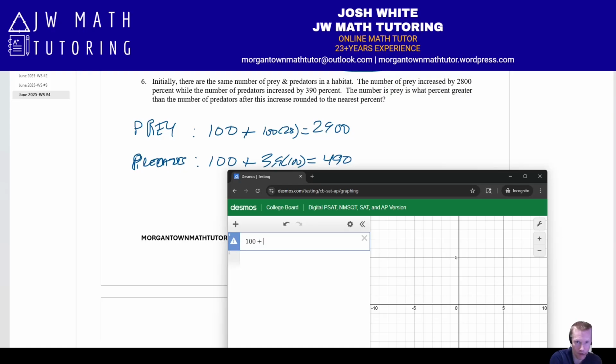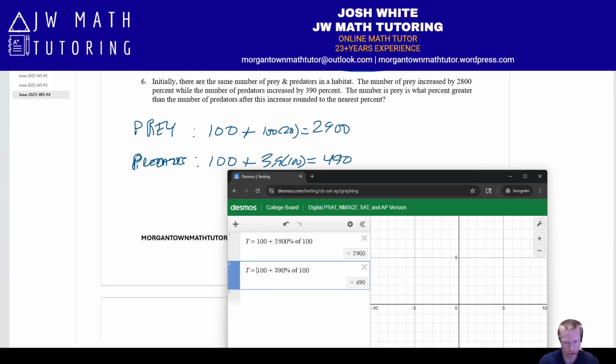So basically we're starting with 100, right? And then we're adding 2,800% of it. And we're doing the same thing for 390%. Okay, so I'm going to put Y for prey, T for predator, just picking some unique letters. Okay, number of prey is what percent greater than number of predators?